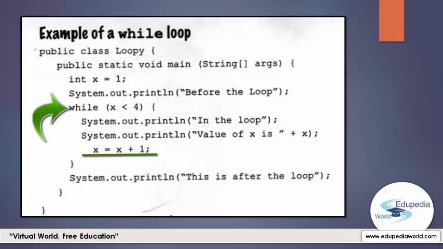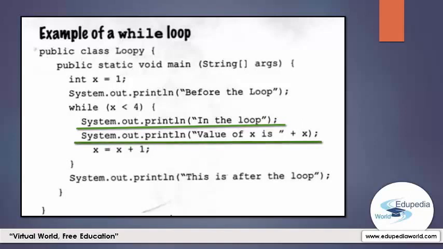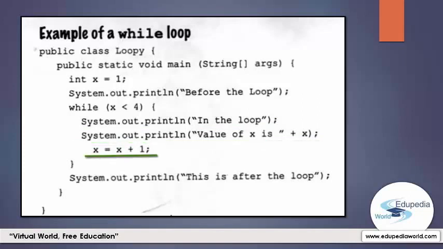x lesser than 4. Now the value of x is not 1, it is 2. Anyway, 2 is lesser than 4. Therefore we can go inside of the loop. The first println statement will output in the loop, and the second println statement will output value of x is 2. And then again we arrive at the termination statement x equal x plus 1. The value of x is 2 and 2 plus 1 is 3. The new value of x is 3.